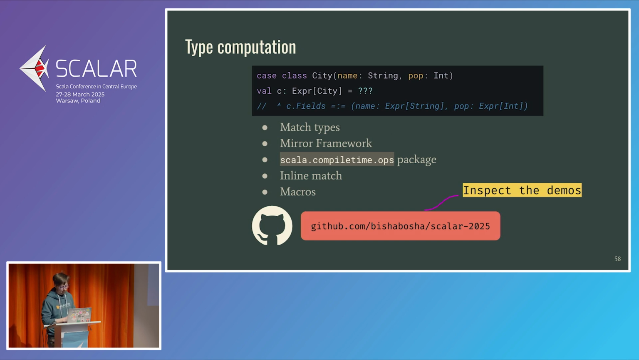We have the mirror framework, which is like a compile time reflection of the fields and labels, the structure of a type. We have the compile time ops package, which lets you convert literal types into real values, so you can convert these labels into real strings that you can use at runtime. We have the inline match, which is like pattern matching, but it resolves at compile time, and that can be used to compute types. And then, of course, we finally have macros, which if you stay in the next talk, you'll learn all about. I encourage you to look at those demos.